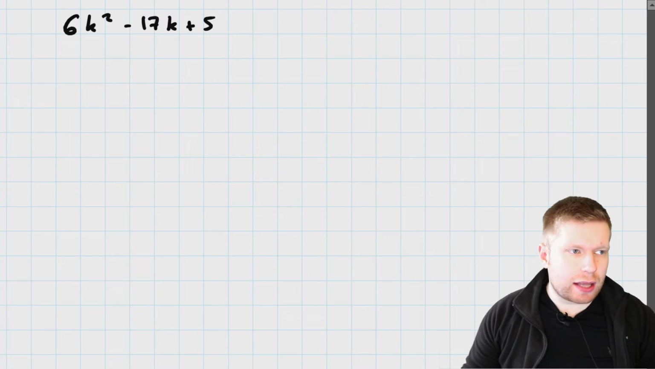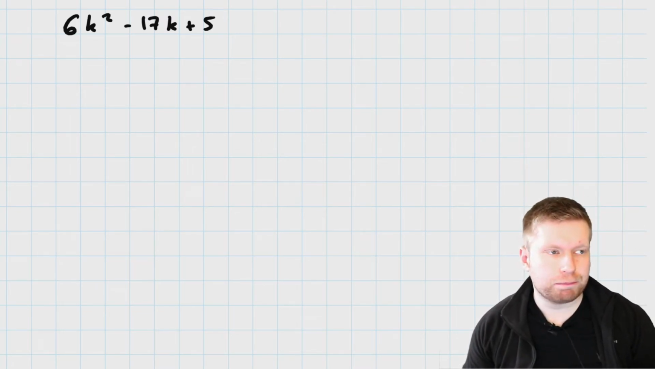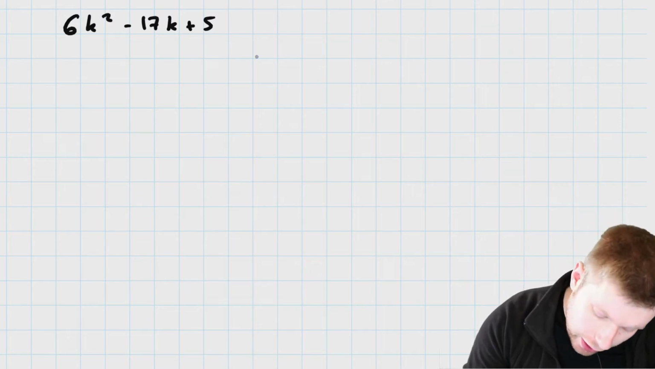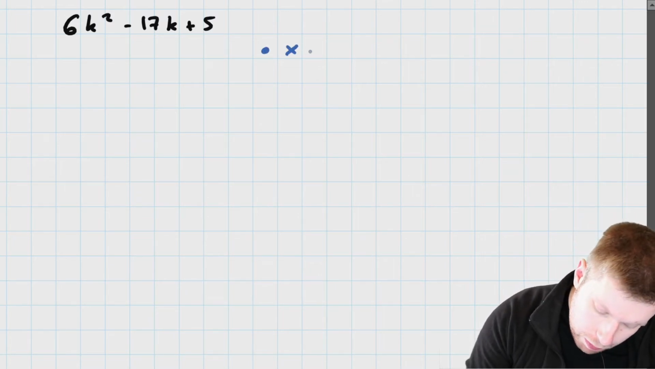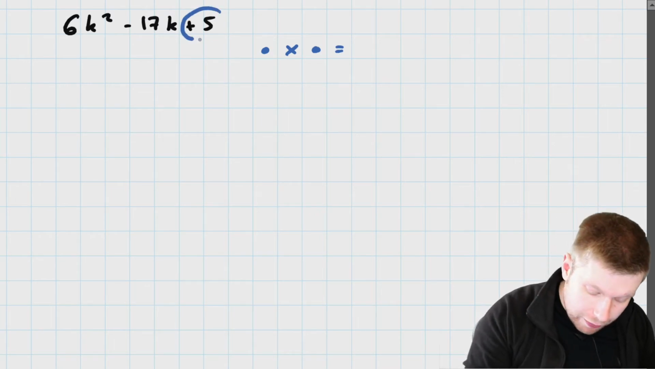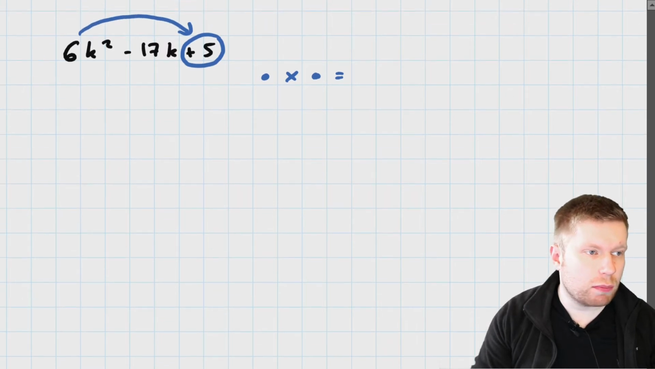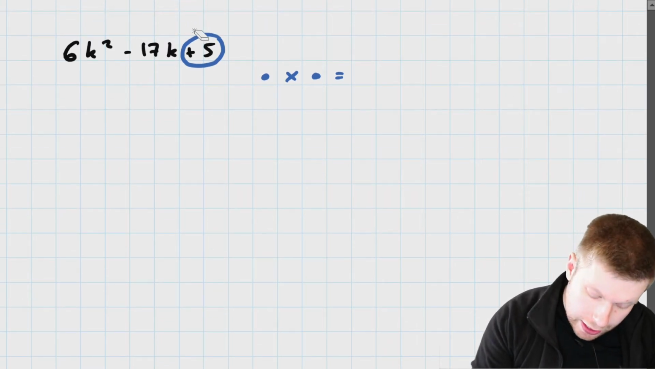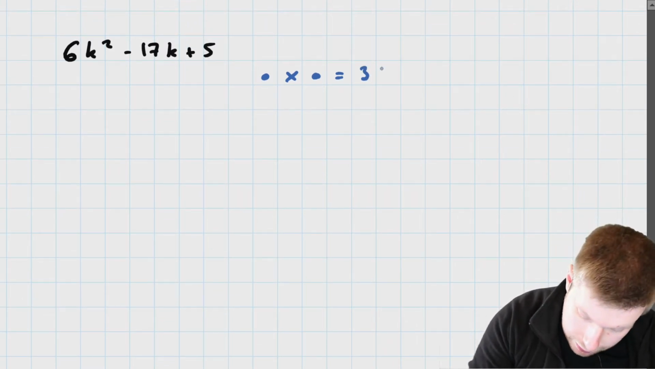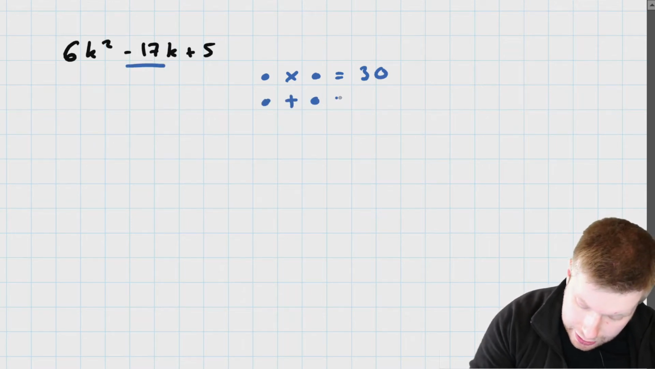So now let's figure out how we should deal with this. It's exactly the same thing as before. So first things first, I need to look for two numbers which multiply together to make, well, now we need to be careful, because it's not multiplying together to make 5, we're multiplying together to make 6 times 5. Okay, so we're multiplying together to make 6 times 5, which is 30. And they need to add together to make negative 17.